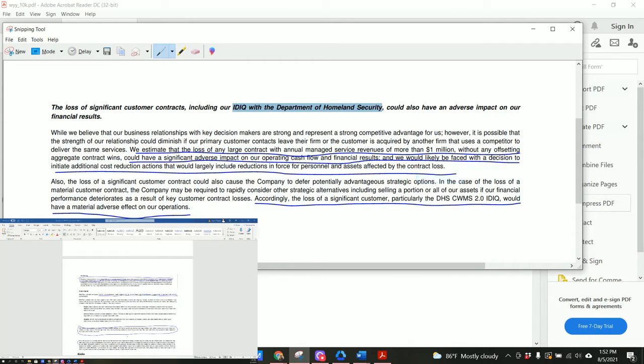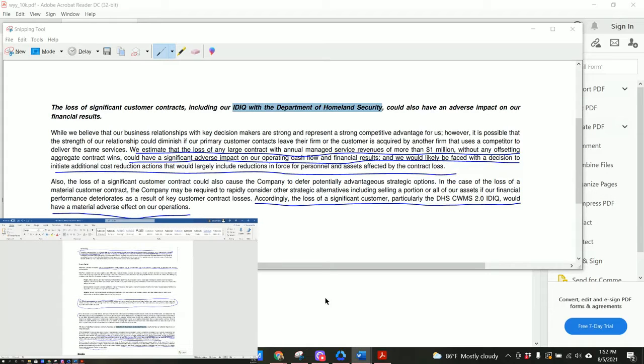So if they lose contracts, which again makes sense to me, but the specifics here are what are more important, especially the wording here. Would. Again, usually it's could, maybe, should, those kind of things. This says would have a material adverse effect on our operations.